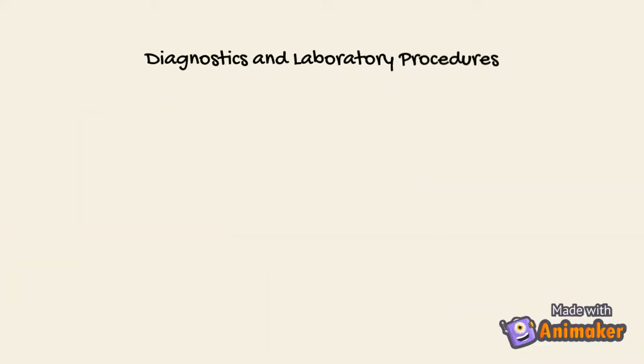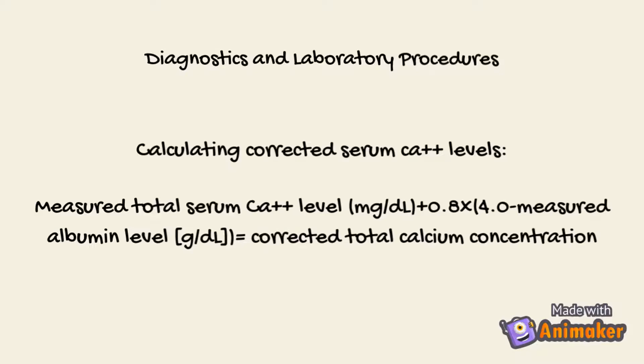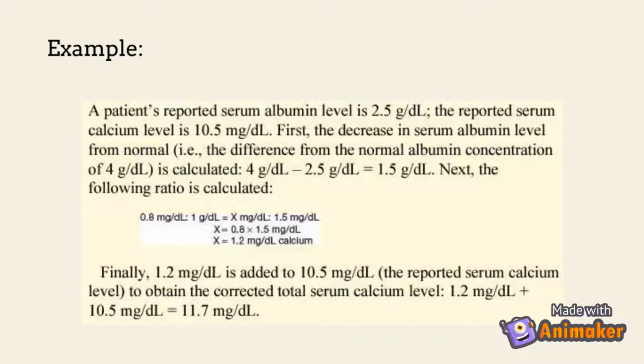The diagnostics and laboratory procedures. To calculate the corrected serum calcium level, here is an example. A patient's reported serum albumin level is 2.5 grams per deciliter. The reported serum calcium level is 10.5 milligrams per deciliter. First, you have to calculate the difference from the normal serum albumin level. The example here is 4 grams per deciliter minus 2.5 grams per deciliter, which is equal to 1.5 grams per deciliter.